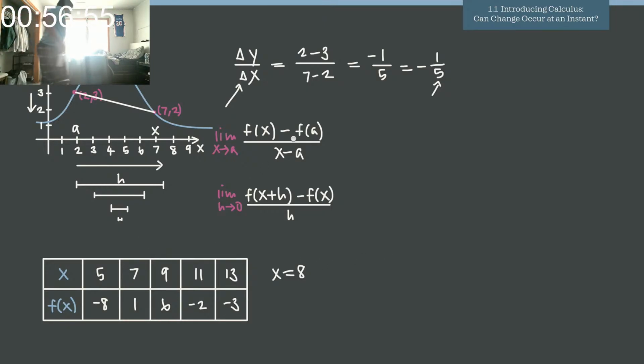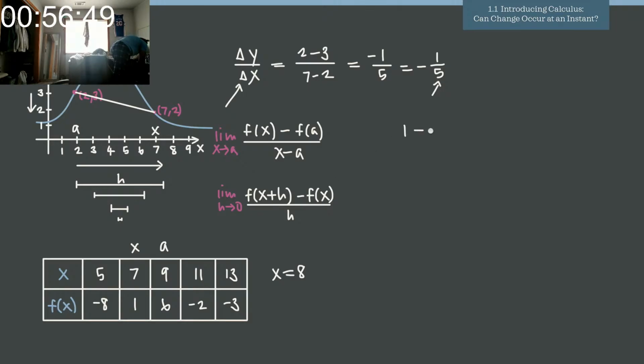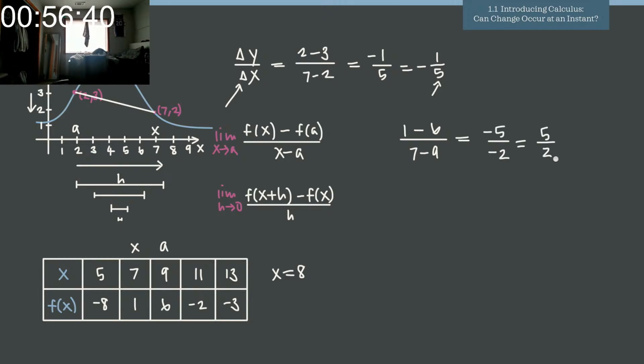So we'll use this first difference quotient formula here again without the limit because we're looking for average rate of change. And we'll call this column x and we'll call this column a. And so then if we do that, f of x is going to be 1, f of a is going to be 6, and then x minus a is going to be 7 minus 9. And so the value we get there is going to be negative 5 divided by negative 2, or we'll get 5 halves. So the average rate of change at x equals 8 we can estimate as 5 halves from the values in the table.